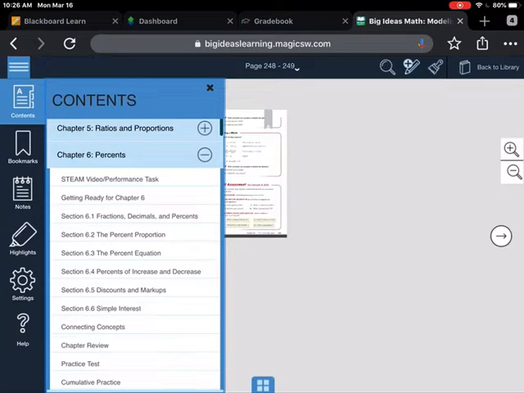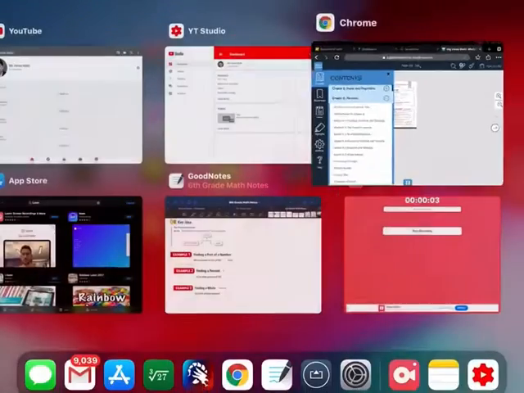It also kind of tells you, so we're working on 6.3, the percent equation. So if you wanted to look on Khan Academy for other videos or online, these kind of help you figure out what to search for. Okay, so that's enough about your book. Let's open up my notes here.